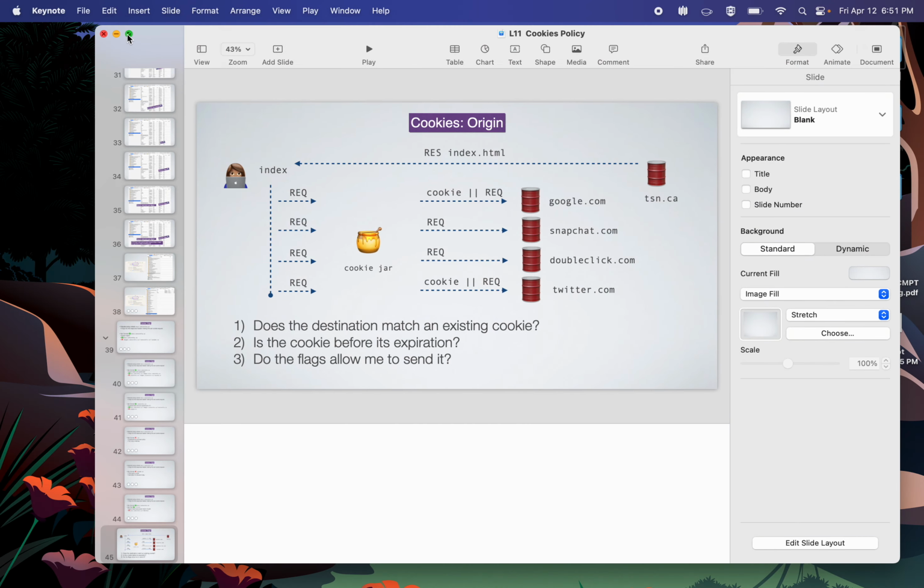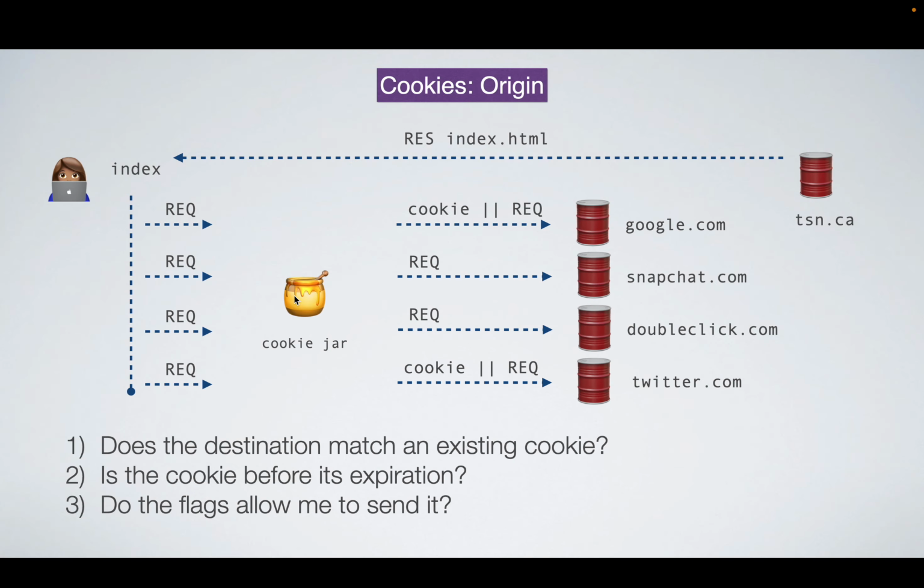Now, as I do these requests, my browser will, for every individual request of a resource, go to the cookie jar, and if it finds that I have a cookie for Google, it will throw the cookie in.